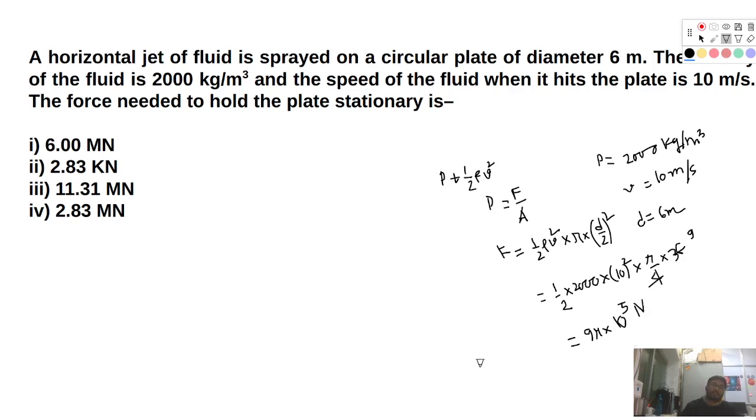Okay, Sumit, can you calculate it and tell me which one is correct? Yeah, it is number 4, 2.83. Okay, 10 to the power 6. So the process is clear, right? Yes. Okay, so this is 2.83.